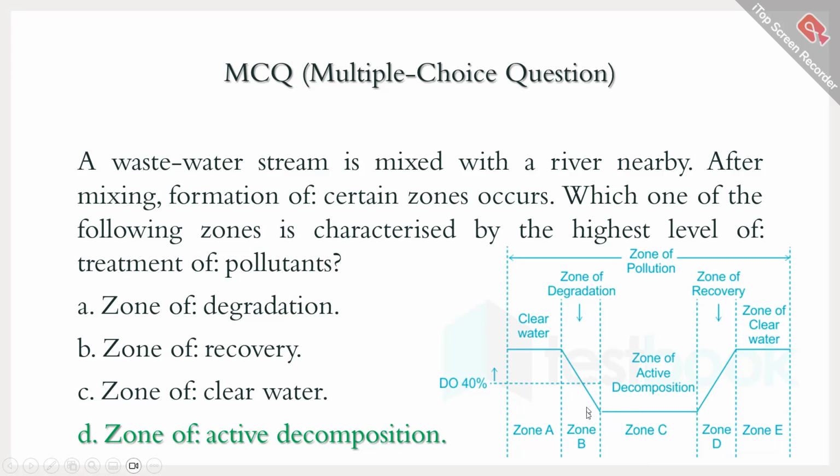At zone C, again, it becomes a steady state. The rate of oxygen mixing with the water and the rate of oxygen being utilized by the microbes for the treatment of the pollutants are equal in zone C, while in zones A and E they are basically zero. But in zone B, the rate of DO utilization is more than the rate of DO mixing in the water. And in zone D, the rate of DO mixing with the water is more than the rate of DO being utilized by those bacteria. So here we can see a dip and here we can see a recovery. Okay, so you are able to understand the curve.